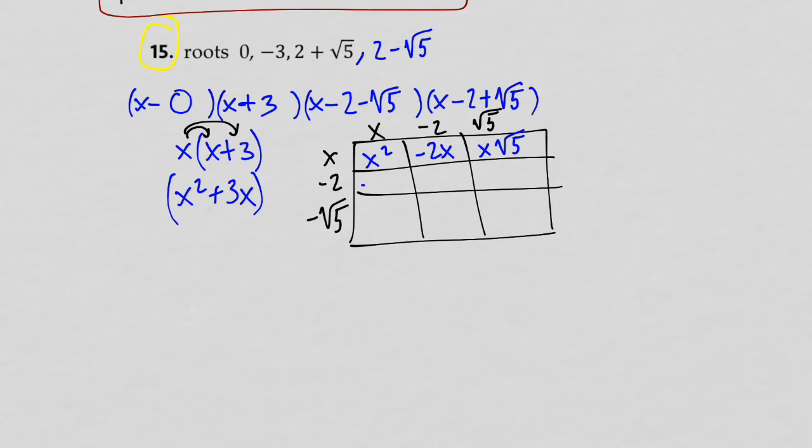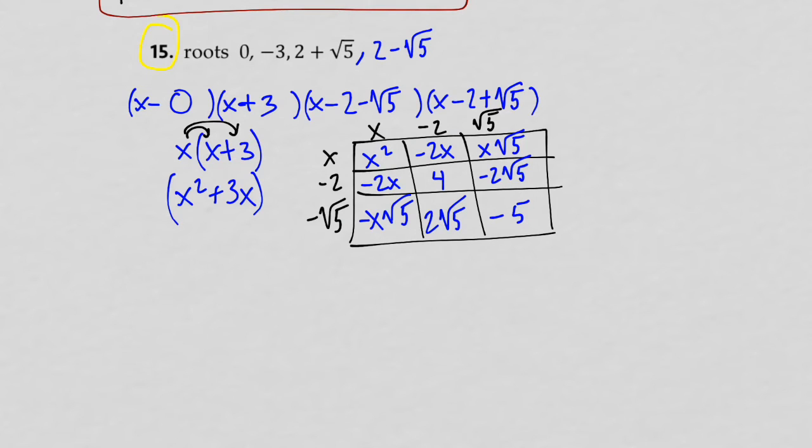X times negative 2 is negative 2x again. Negative 2 times negative 2 is 4. Negative 2 times radical 5 is negative 2 radical 5. X times negative radical 5 is negative x radical 5. Negative 2 times negative radical 5 is positive 2 radical 5. And finally, negative radical 5 times positive radical 5 is negative 5. Don't forget that you can do that in your head. Radical 5 times radical 5 is just 5, but it's a negative times a positive, so therefore it's negative.